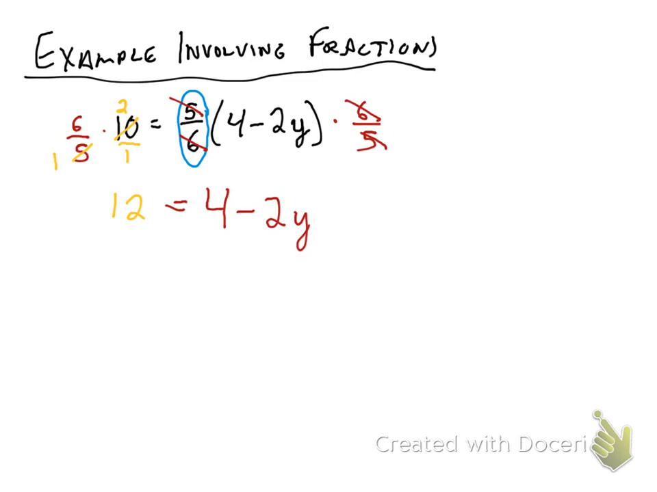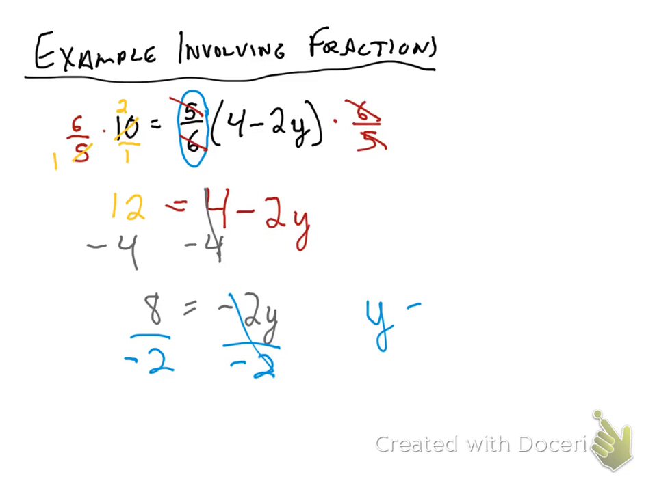so 6 times 2 gives you 12. Then you've got a two-step equation that you can solve. I'm going to subtract 4 from both sides, and I get negative 2y equals 8. Then all I have to do to close it out is divide both sides by negative 2, and I get y is equal to negative 4. And that's going to be my answer.